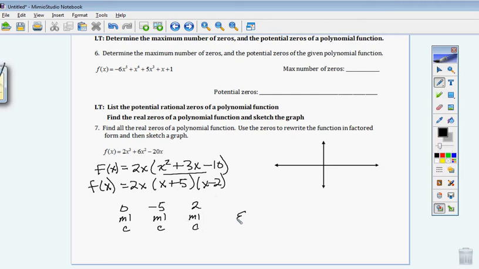The other thing is, we keep talking about this end behavior. Well, we can see that this is right here, x cubed. So basically, what's the end behavior? It's going to be x cubed function, so it's going to go like that.